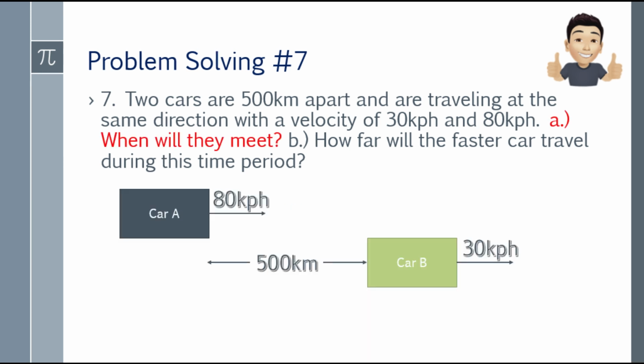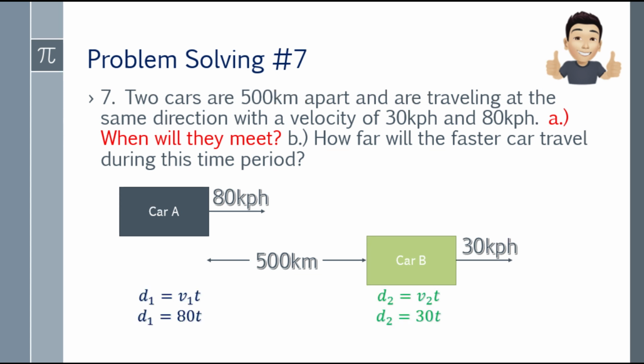I-visualize muna natin yung tanong. So, may naghahabulan ng dalawang kotse at 500 kilometers apart sila. Yung isang kotse mo is 80 kilometers per hour at yung isang kotse mo is 30 kilometers per hour. Kailan daw sila magkikita? Lalagay ko ng 80 kilometers per hour sa car A at yung 30 kph sa car B. Kasi kailangan sila magkita, di ba? E napag-iwanan yung car A. So, dapat mas mabilis siya.